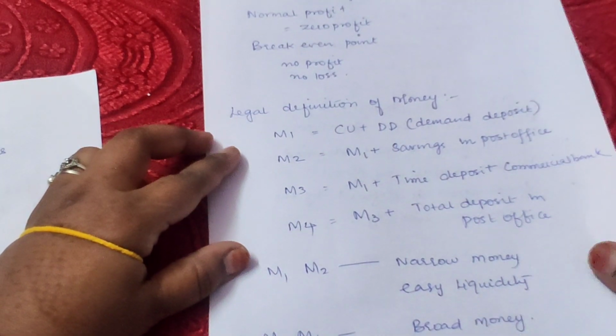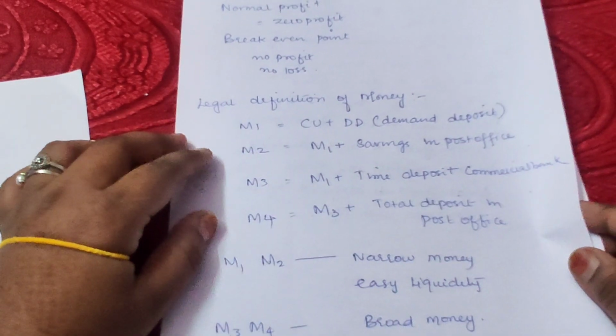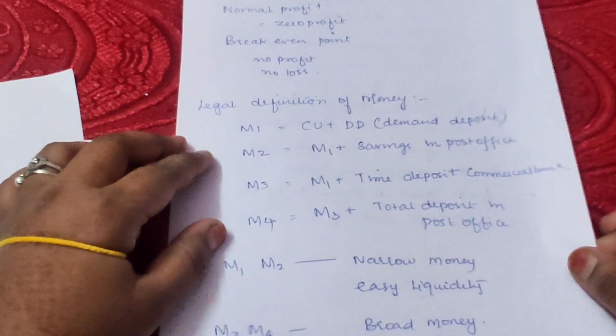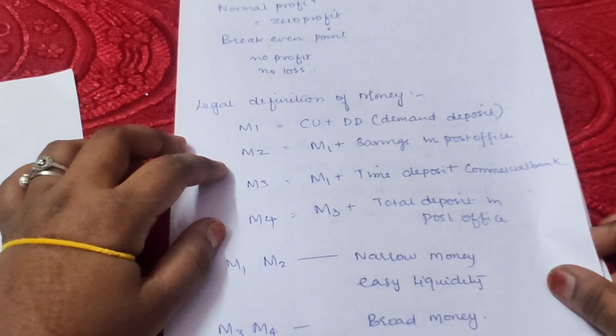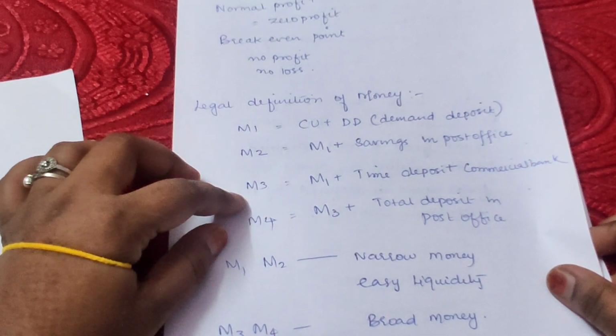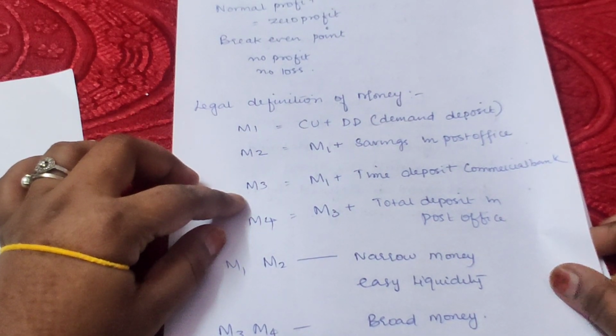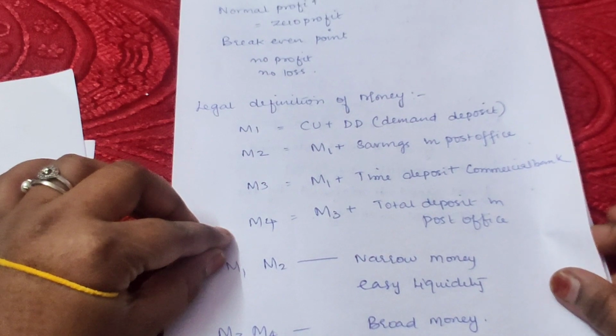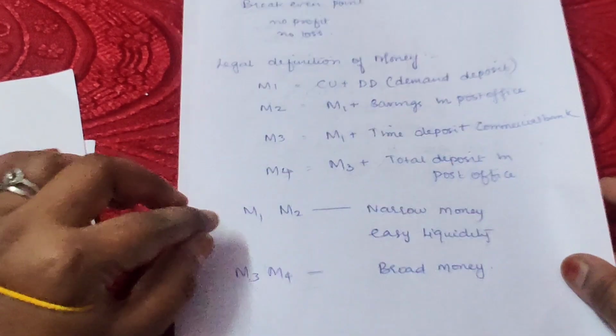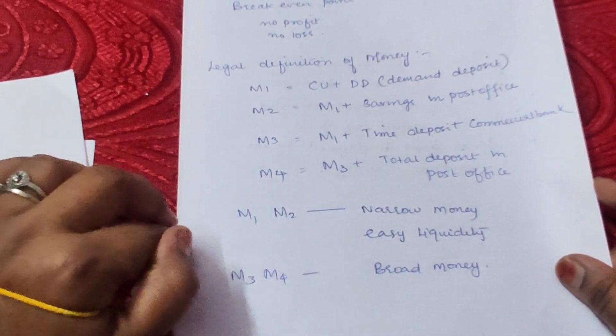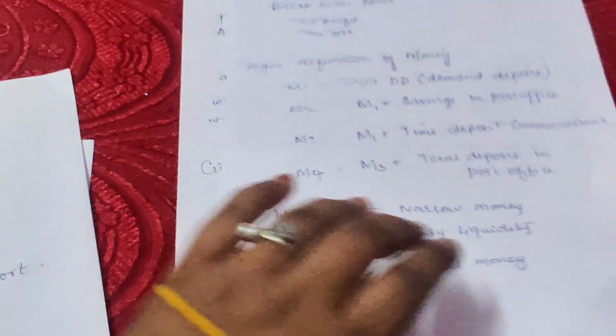The legal definition of money: M1 is equal to CU plus DD, that is currency plus demand deposit is M1. M2 is M1 plus savings in post office. M3 is M1 plus time deposit, and M4 is M3 plus total deposit in post office. So M1, M2 is narrow money, easy liquidity, and M3, M4 is broad money.